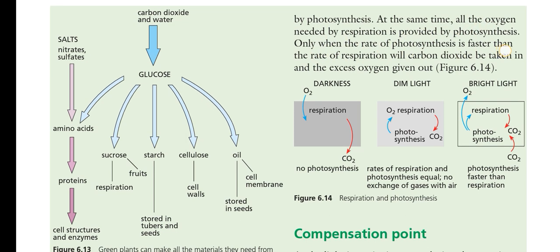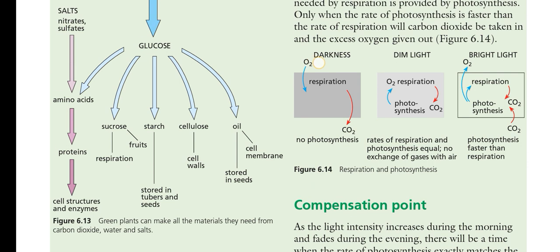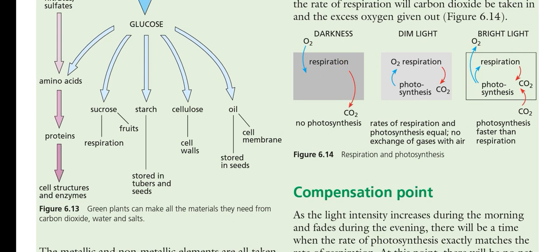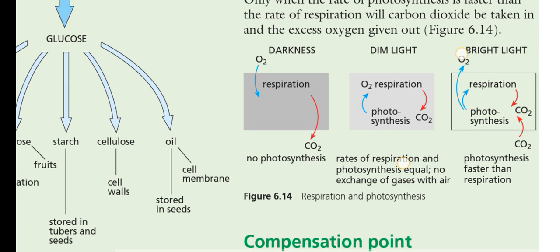Only when the rate of photosynthesis is faster than the rate of respiration will carbon dioxide be taken in and excess oxygen given out. So here we have a very simple summary. In darkness, oxygen is being used in respiration and carbon dioxide is being released, because there is no photosynthesis. In dim light, oxygen is given out by photosynthesis, and carbon dioxide is used in photosynthesis. Rates of respiration and photosynthesis are equal, so there is no exchange of gases.